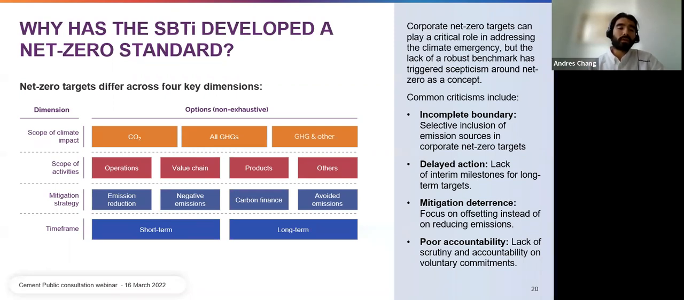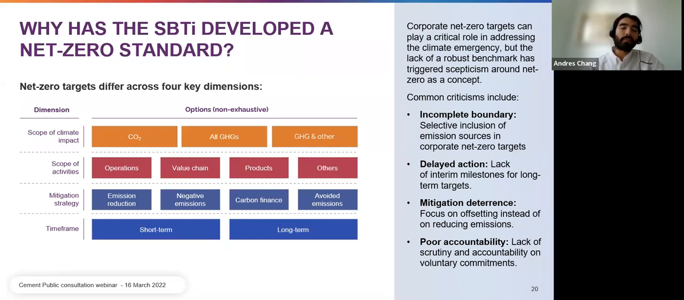So we require companies to cover virtually their entire value chain for setting long-term targets. For near-term targets, the SBTi allows a little bit more flexibility around scope 3 boundary coverage to recognize and encourage best practice, but for long-term targets, really pushing companies to go further by covering their entire value chain.